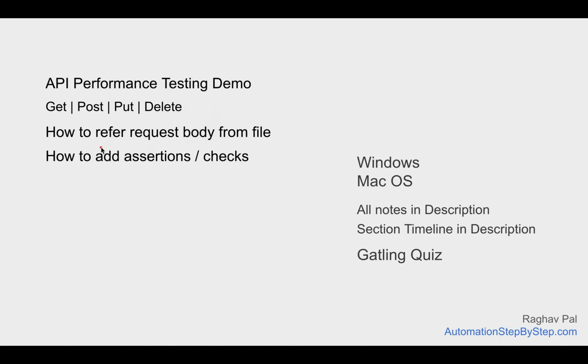I will also show you how we can get the body from file. So in case of post and put APIs, we need the request body. Now I will show you how you can give the request body within your code as a string, and then we will also learn how we can get the body from a file, and then finally we will add our checks and assertions, and then we will run and check the report. So this is going to be very easy and very interesting.